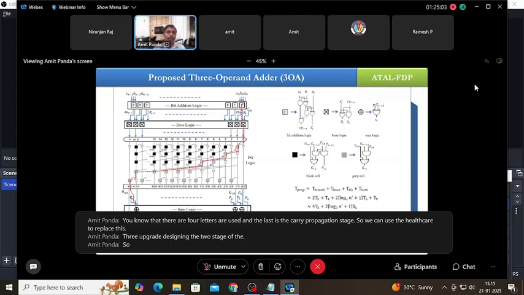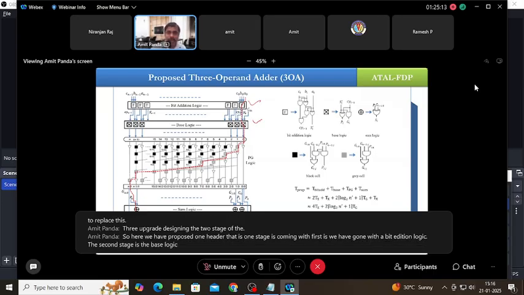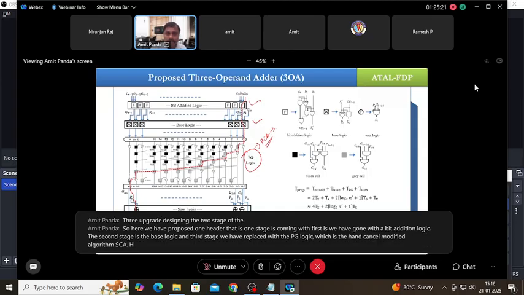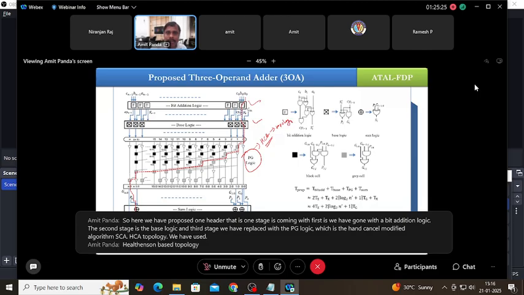So here we have proposed one adder. In the first stage, we have gone with the bit addition logic. The second stage is the base logic, and in the third stage we have replaced it with the PG logic, which is the Hankelson modified algorithm, HCA topology. We have used the Hankelson-based topology with some modification, and that we have added in this PG logic.